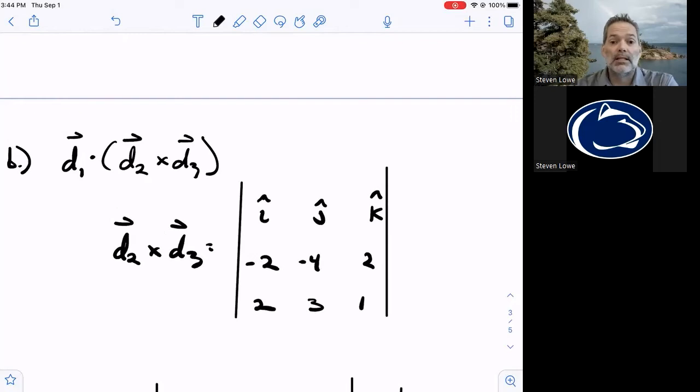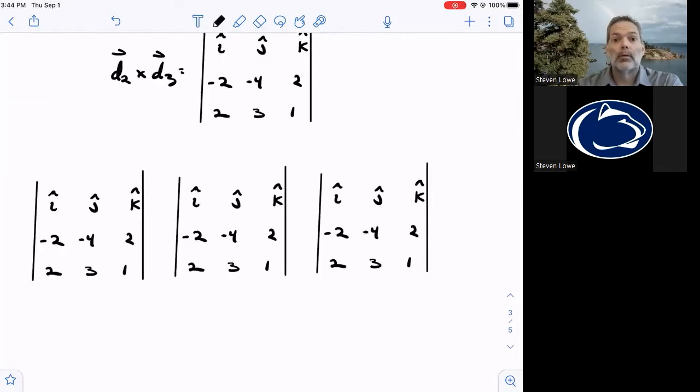In part B, they're asking us to take D1 and dot that into the resultant of D2 cross D3. So first we need to perform the cross product on 2 and 3. Remember, when we're looking at the cross product, we want to cover up the column of interest. So I'm ignoring the i hat column. I then want to take the remaining, multiply down, and subtract.